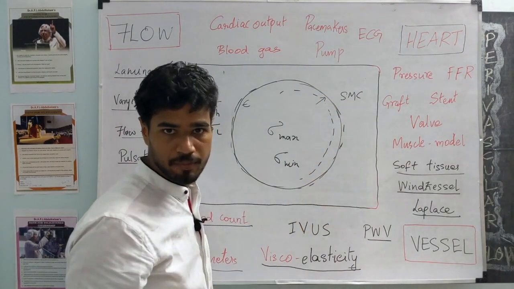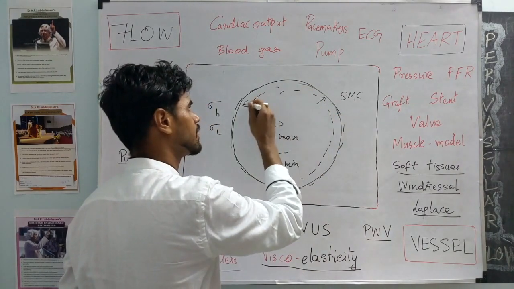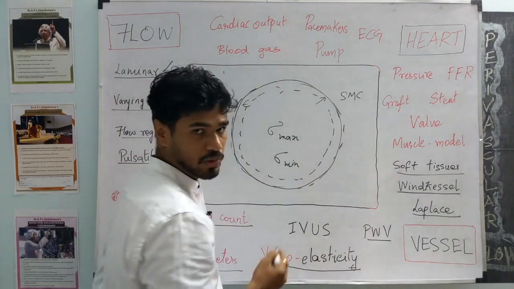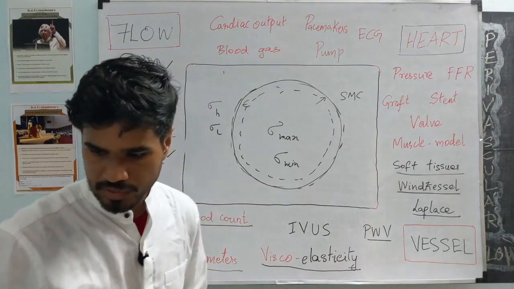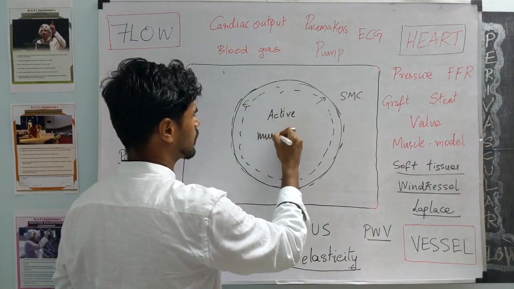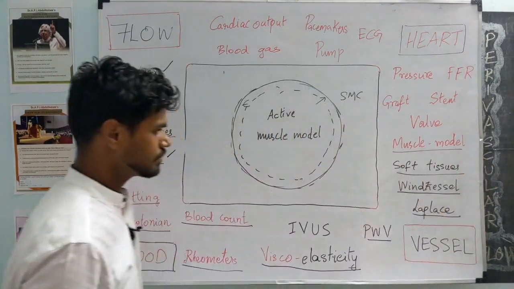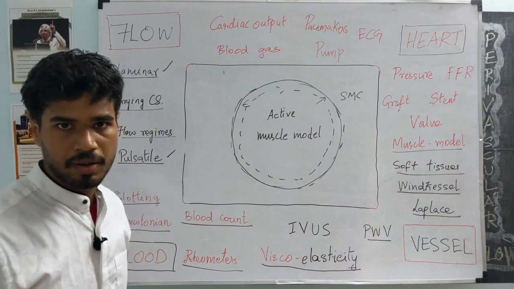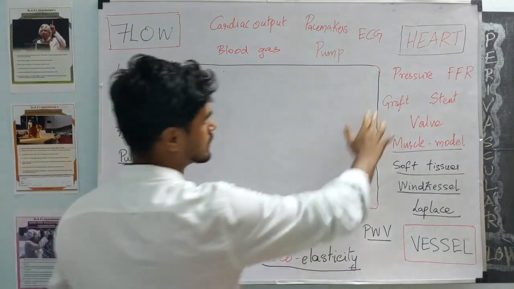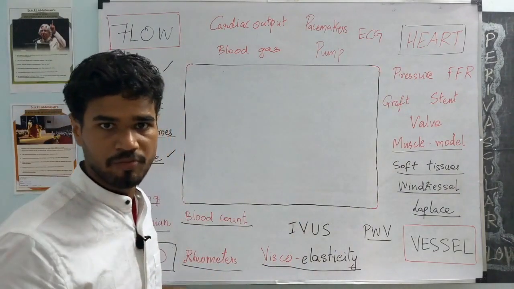So they are active, okay, and they will change the diameter of the blood vessel. To model such a response, or say to model a beating heart, we need what is known as active muscle models. With that, we are moving towards the mechanics of the heart. Concerning the heart, we need to know a couple of basic things.